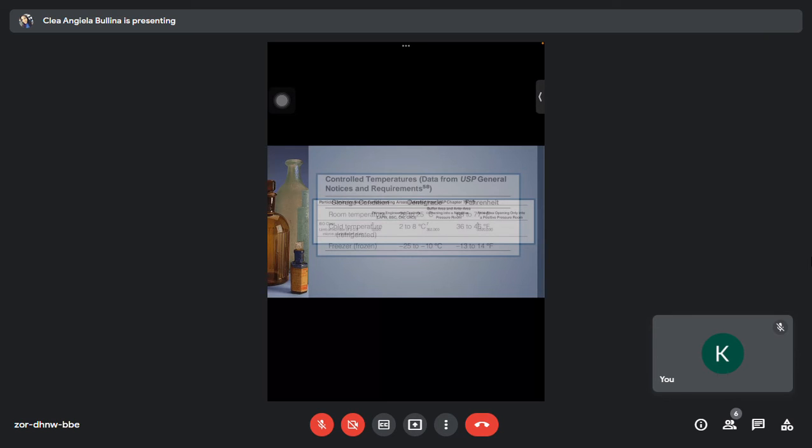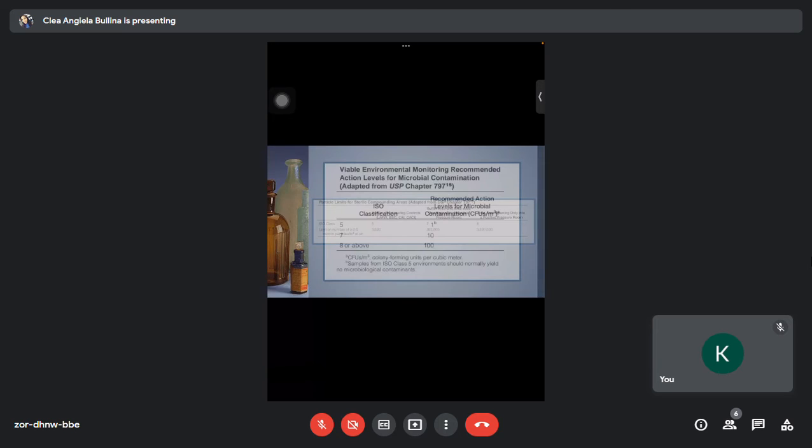Okay, so the limit on number of more than or equal to 0.5 micron particles of air should be sa primary engineering controls natin 3,520. Sa buffer area and ante-area naman, that's 352,000. And sa ante-area opening only into a positive pressure room is 3,520,000. Okay, again, just remember the digits.